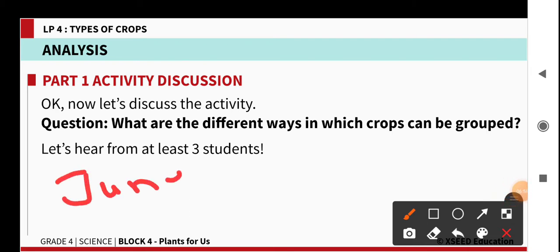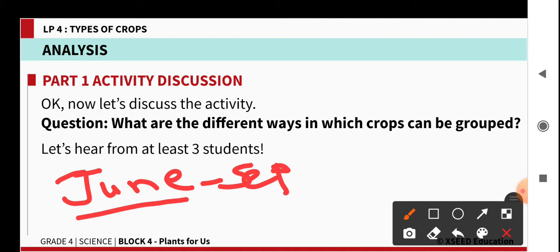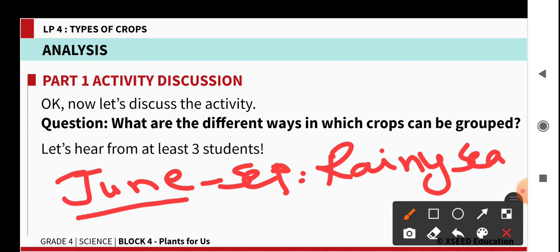So the crops which are grown in the rainy season, they will sow the seeds in the month of June and they will harvest the crop in the month of September or October. These are called rainy season crops. Rainy season crops are sown in June and harvested in September.